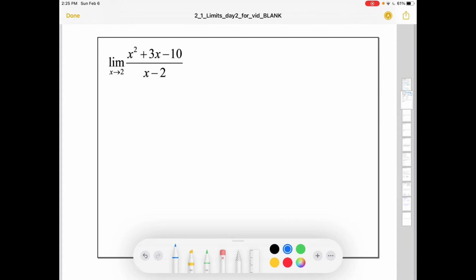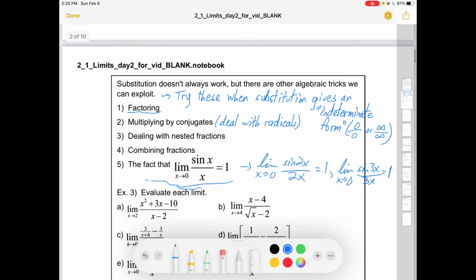All right, let's try and substitute. That'll give me 2 squared plus 3 times 2 minus 10 all over 2 minus 2, or 0 over 0. Substitution did not work, but we got one of these indeterminate forms, like 0 over 0 or infinity over infinity. There's hope. Maybe we can find a limit. Okay. So I think about my toolkit. Right here, it's really fishy that that top is factorable, and that was the first thing it told me to try. I've got 5 techniques. Factoring's the first.